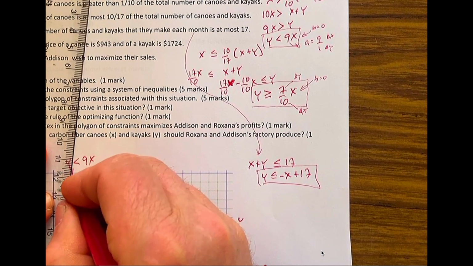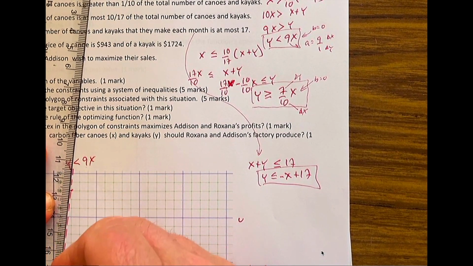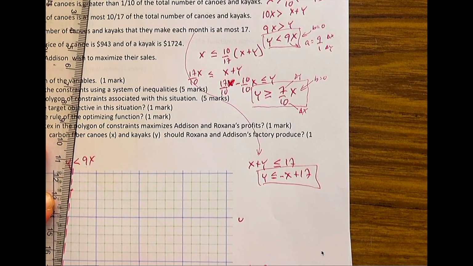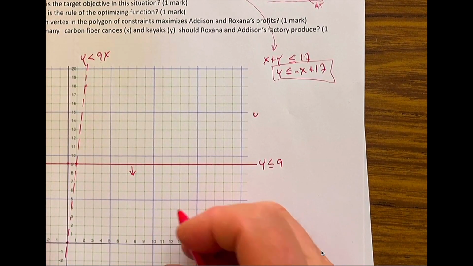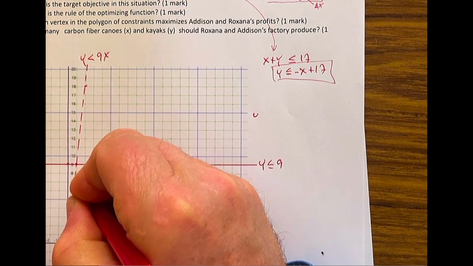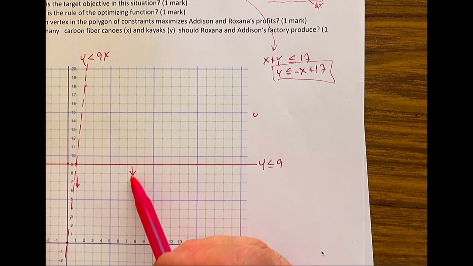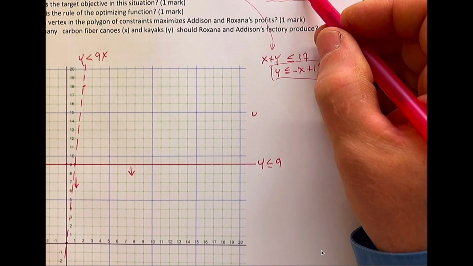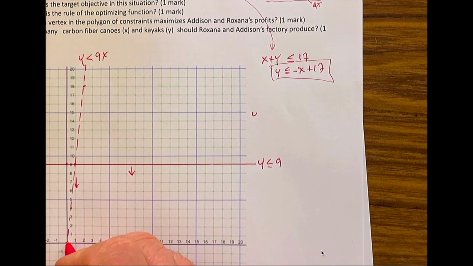It's a dotted line because it's less than. It doesn't have an equal to, it doesn't have the solid bar of the line. It is a dotted line like this. Y is less than 9x, so we are shading below. I put my arrow here because we're below this line like that. The next one, y is greater than 7/10 x. Once again, the b is 0, so it's going to go through the origin.